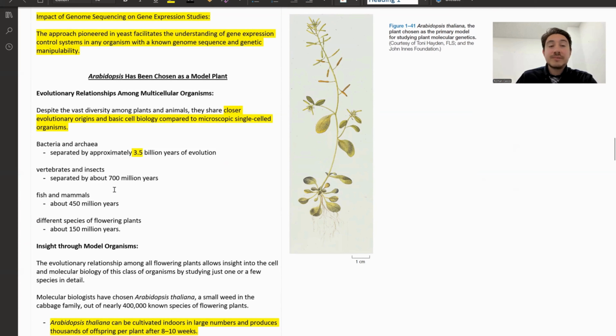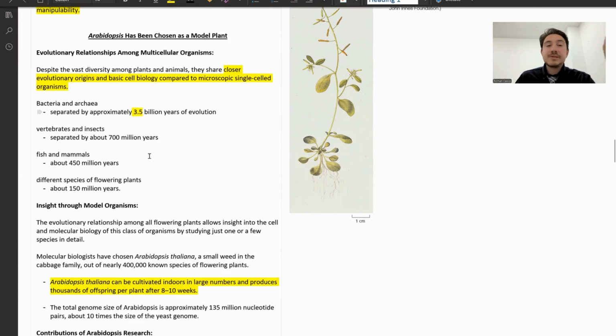Going into another organism, Arabidopsis has been chosen as a model plant. So we're going from fungi to plants, focusing on plants now. Evolutionary relationships among multicellular organisms: despite the vast diversity among plants and animals, they share closer evolutionary origins and basic cell biology compared to microscopic single-celled organisms.